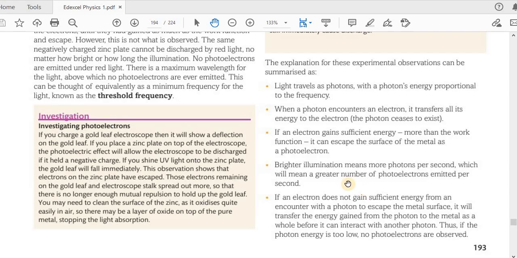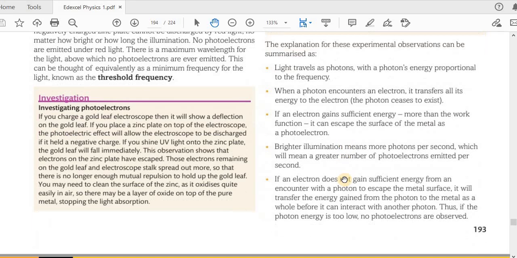So if you have brighter illumination, that means more photons per second, which will mean a greater number of photoelectrons emitted per second. But the energy of each photoelectron remains the same because we are not increasing the frequency. We are having the same light source, but we have more of it falling. So the frequency is not changed. That's why the kinetic energy is unaffected here.